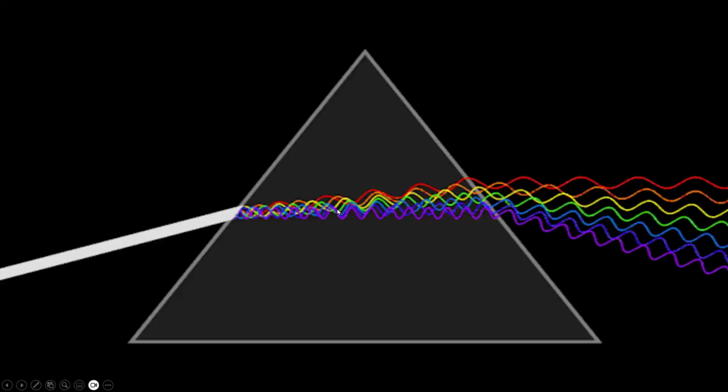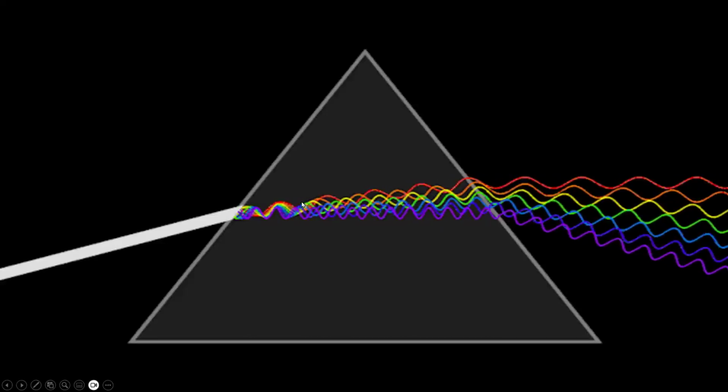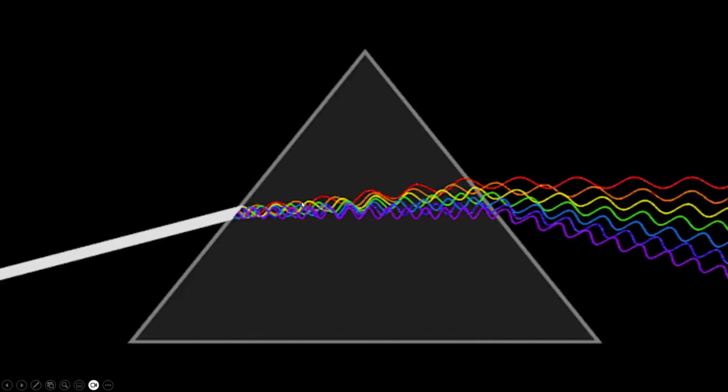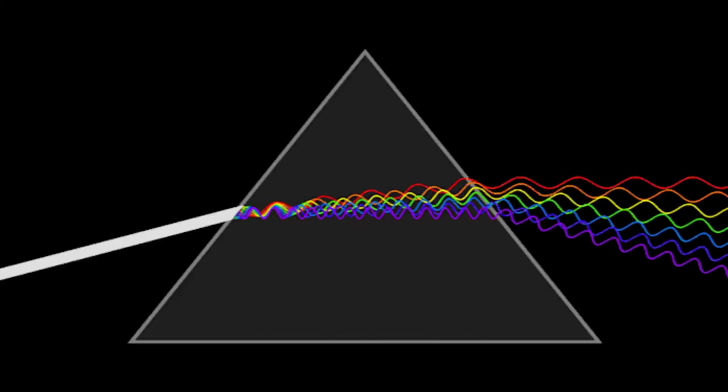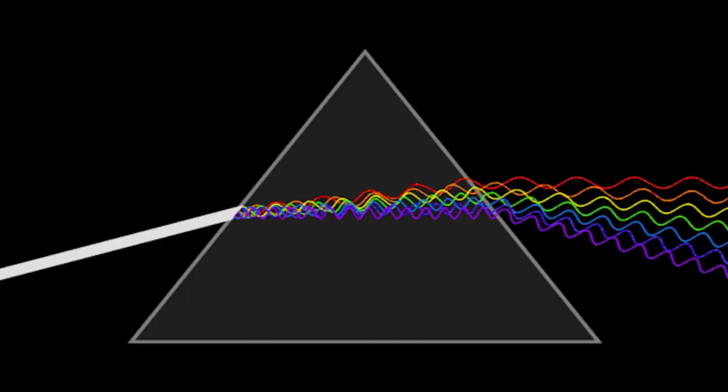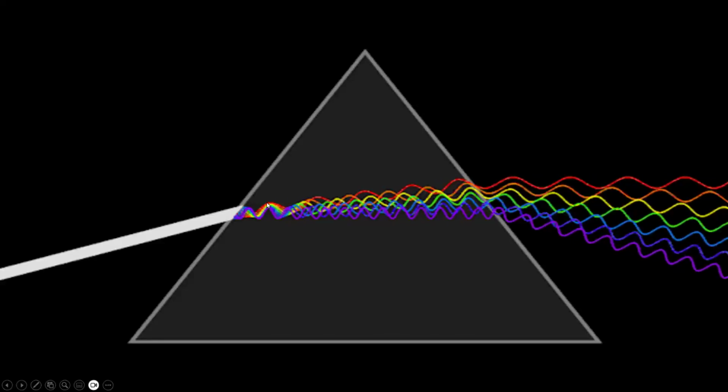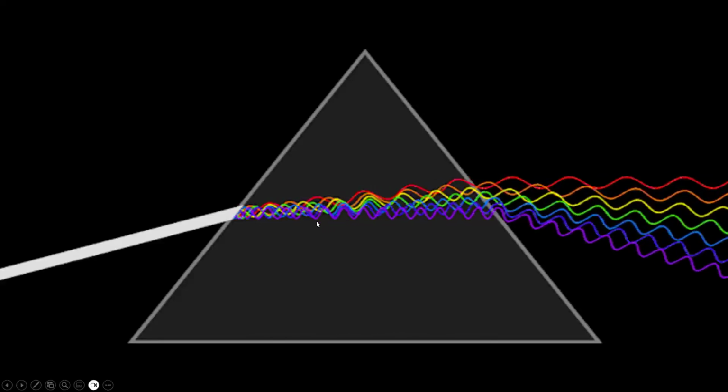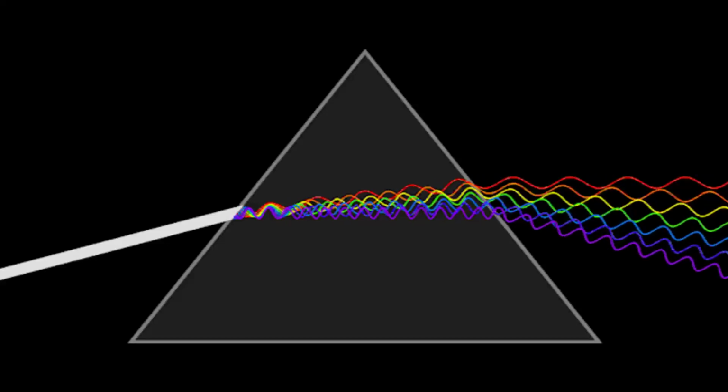Okay, so it just so happens that the red color is the lower frequencies and the purple colors are the higher frequencies. We'll look at the table here.